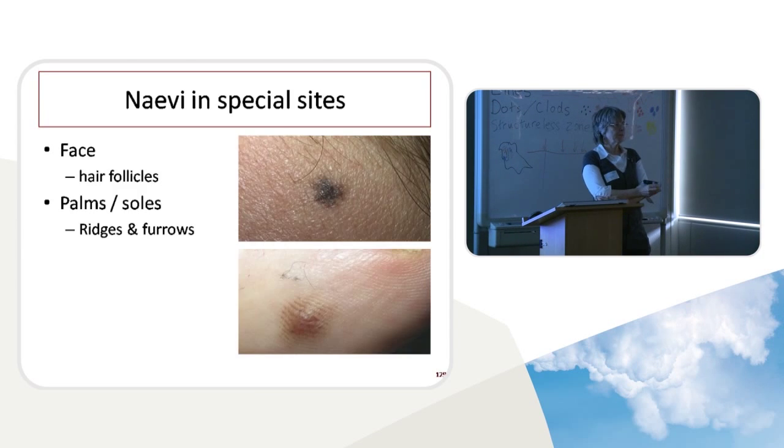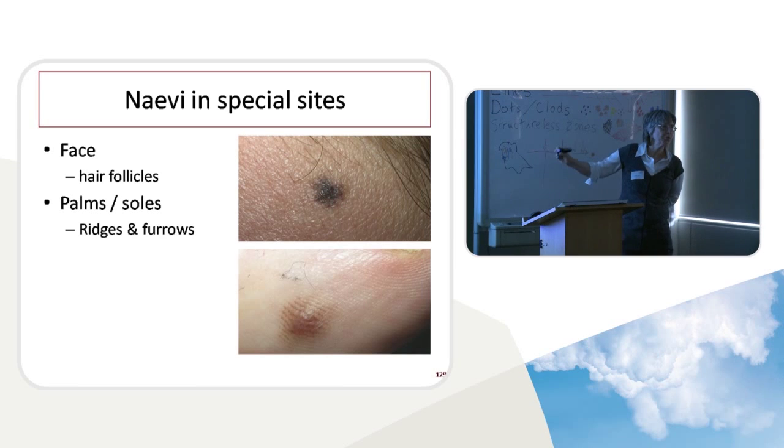Now, nevi in some sites of the body look different from other sites. For example, nevi on the ear have their own characteristics. Nevi in genital areas have their own characteristics. On the nipples, they have their own characteristics. But important to think about is facial nevi because the number of adnexal structures, that's hair follicles and sweat ducts, on the face is huge. And the pigment often spares those adnexal sites, meaning they have little gaps between the pigment.